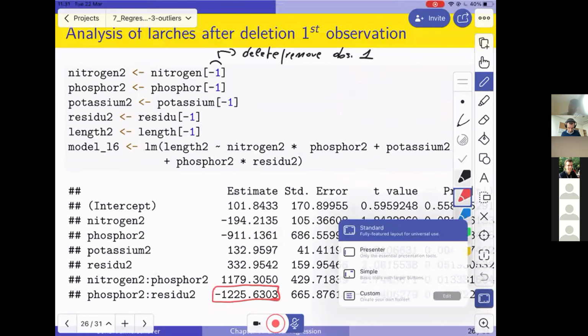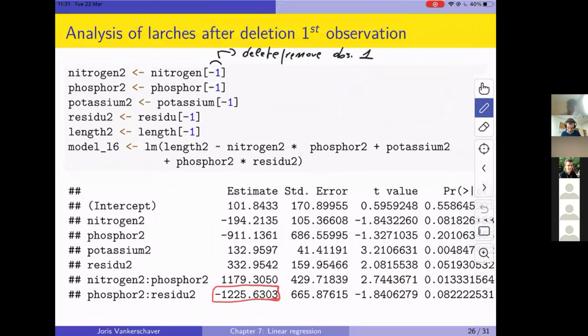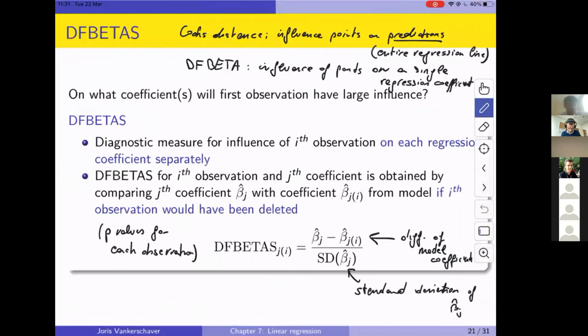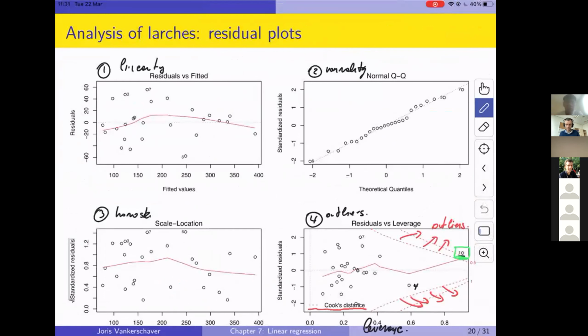There was a question before the break about the diagnostic plot. So here, let me be a bit more precise when we look at the residuals versus leverage plot.